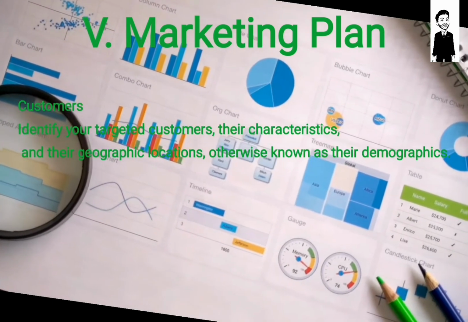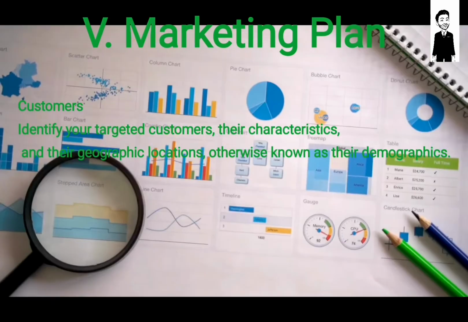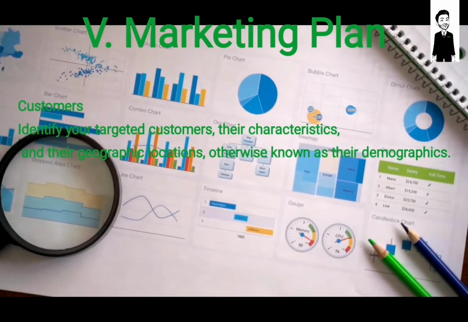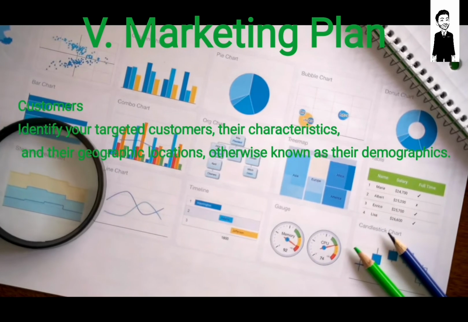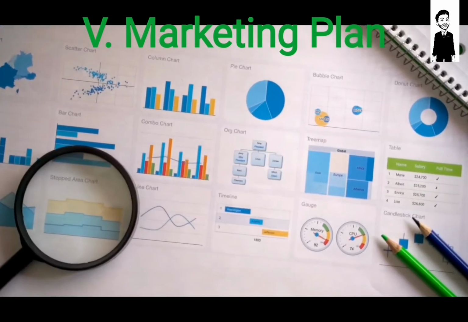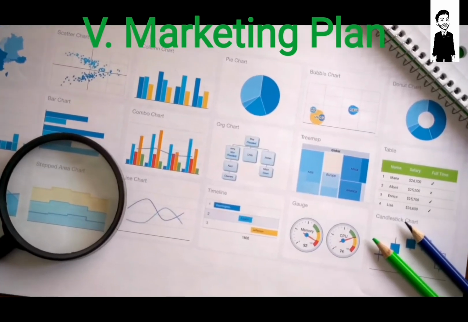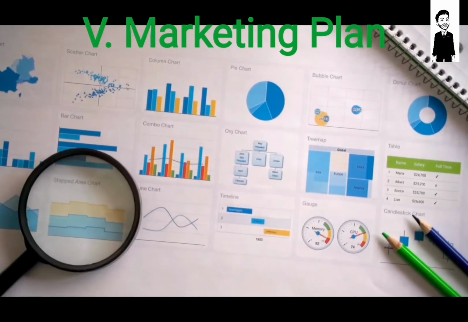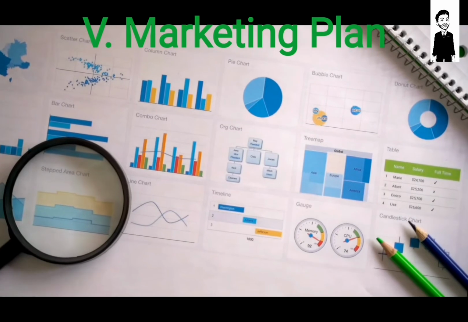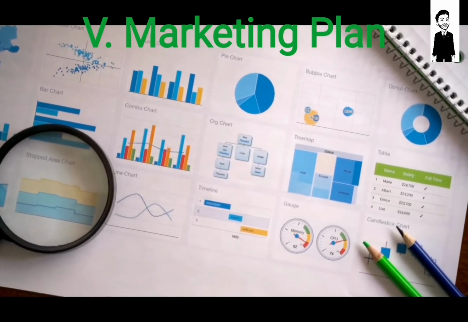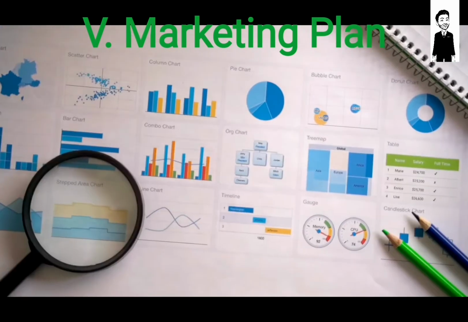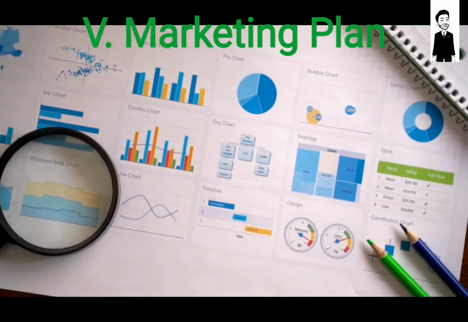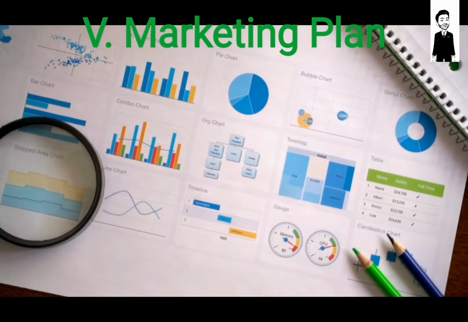Customers. Identify your targeted customers, their characteristics, and their geographic locations, otherwise known as their demographics. The description will be completely different depending on whether you plan to sell to other businesses or directly to consumers. If you sell a consumer product, but sell it through a channel of distributors, wholesalers, and retailers, you must carefully analyze both the end consumer and the middleman businesses to which you sell. You may have more than one customer group. Identify the most important groups.